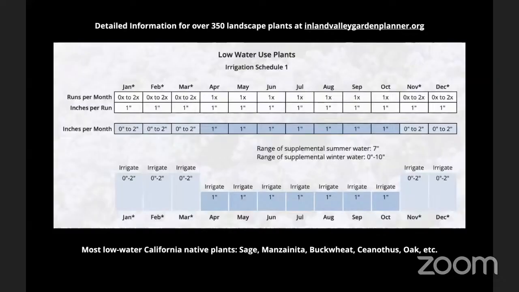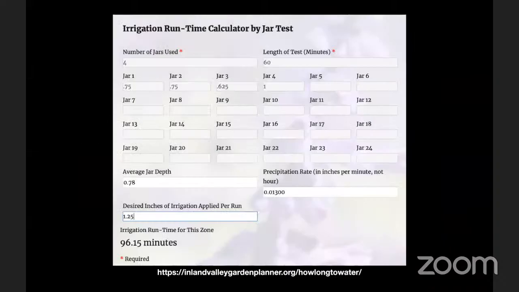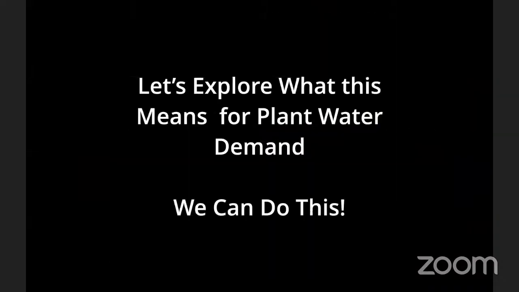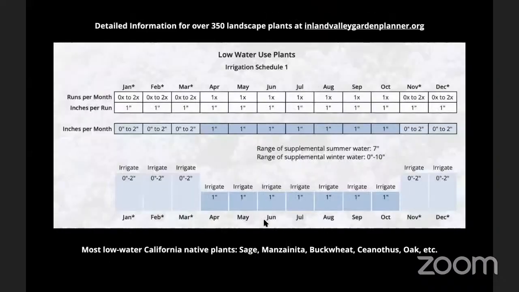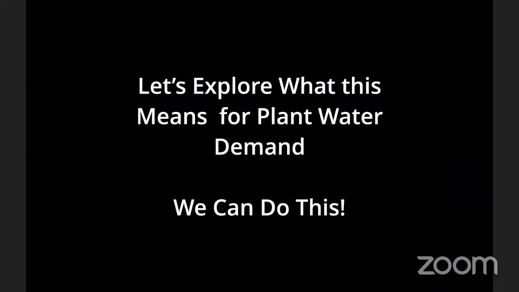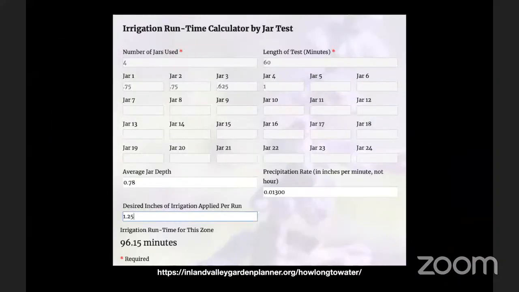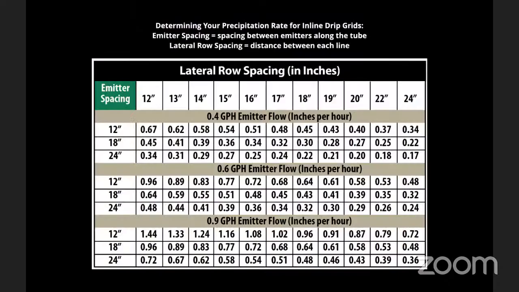Well, if you know, okay, then I need to apply 1 inch of water. How do I do that? Just a note, if you have a sprinkler system, on the Inland Valley Garden Planner website, right underneath these, there's some links, and one of them gets you to a couple of calculators. One, if you have an overhead spray system, and then another one if you have a drip system that is not our standard irrigation grid.